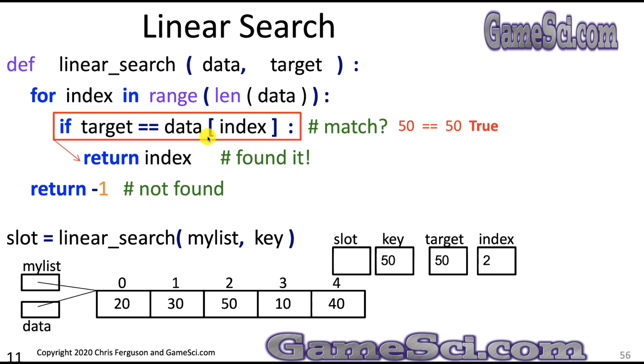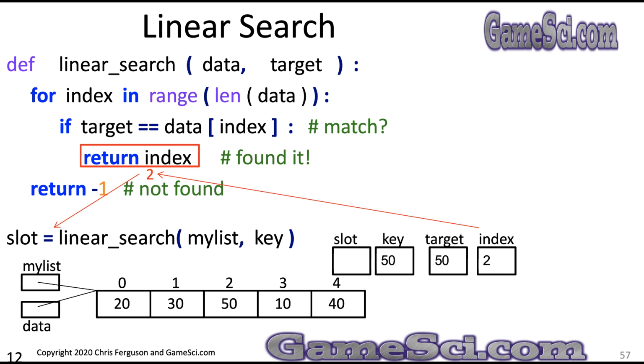If target equals data of index, index contains a 2, so we're asking is 50 equal to 50? You can see clearly index 2 contains the value 50. Guess what? That matches our target. We finally have a true statement. As a true if statement, we will go inside and execute the indented code. I think we found a match here.